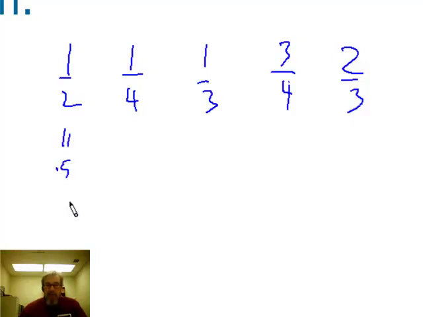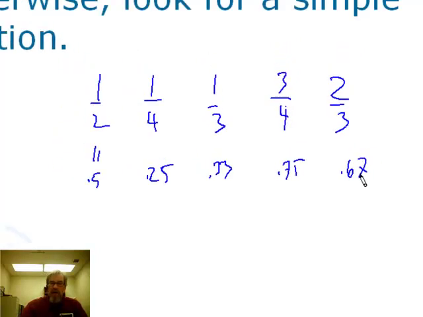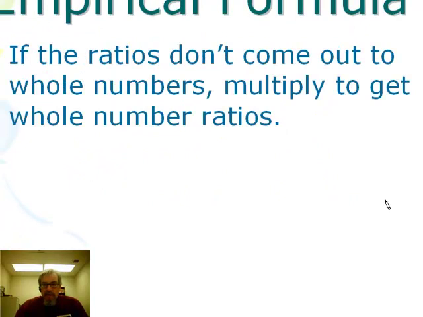Half, I think most everybody knows that's about 0.5. Quarter is 0.25. A third is 0.33. 3/4 is 0.75. 2/3 is 0.67, roughly. So look for things that are within hundredths of those decimals, and you will have some simple fractions you can rely on. Then, in these cases, when the ratios don't come out to whole numbers, you can multiply to end up with whole number ratios.